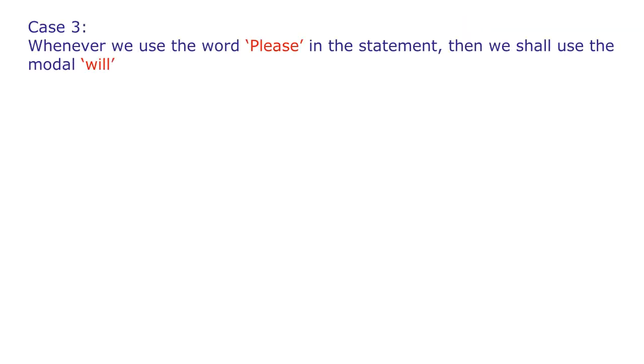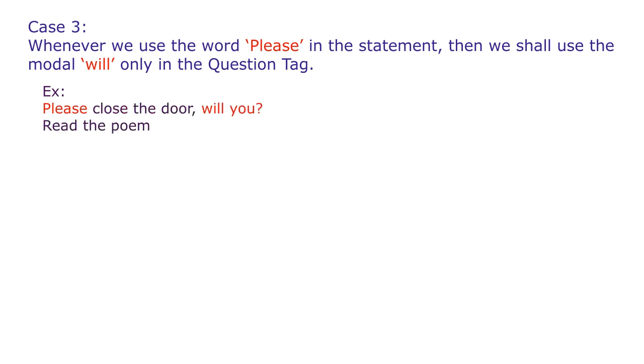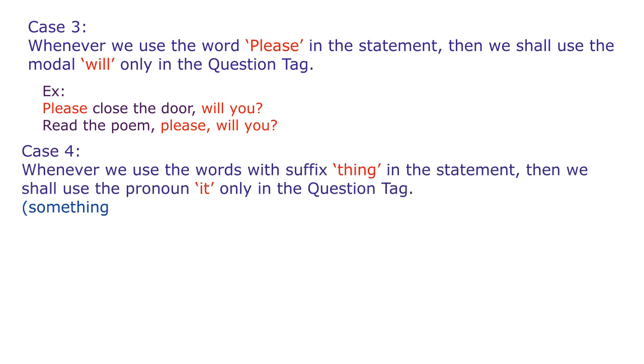In third case, whenever we use the word please in the statement, then we shall use the modal will only in the question tag. Example, please close the door. Will you? Read the poem, please. Will you? In fourth case, whenever we use the words with suffix thing in the statement, then we shall use the pronoun it only in the question tag.